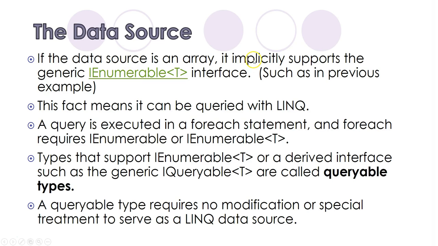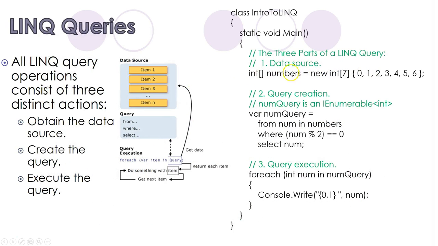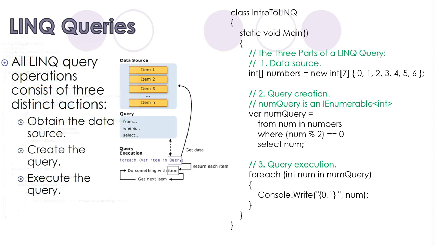If the data source is an array, it implicitly supports the generic IEnumerable interface, such as in our previous example. Otherwise, we declare it, and you have been declaring it in your lab assignment. When you declare your class ProductIndexViewModel, it has IQueryable and then IEnumerable collections, one as product and the other as cats with count. So that's what you are declaring, and then you use them when you have to execute that query.